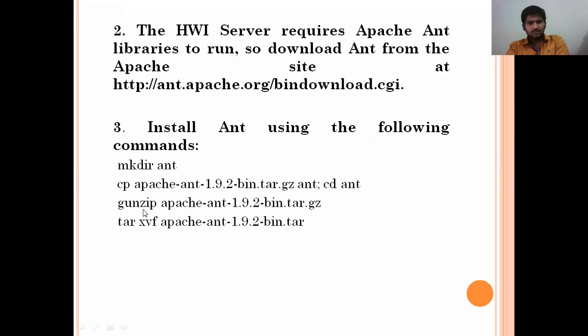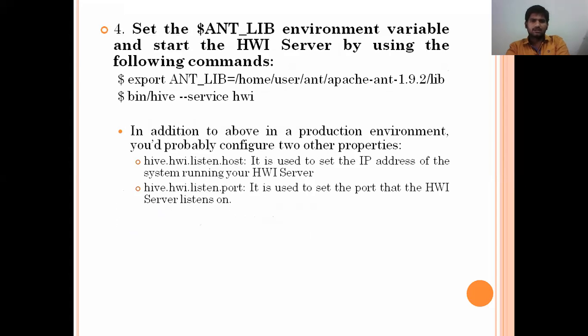Then cd, we are going to go into the directory. Then we have a zip file. From that tar file we are going to extract all those things. Through this we are going to install that Ant file. Then we are going to set the Ant library environment and start the browser.